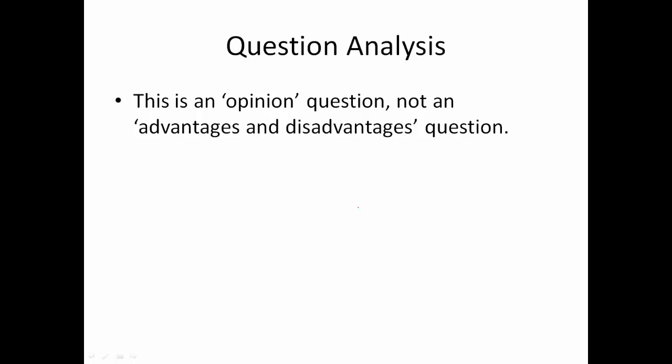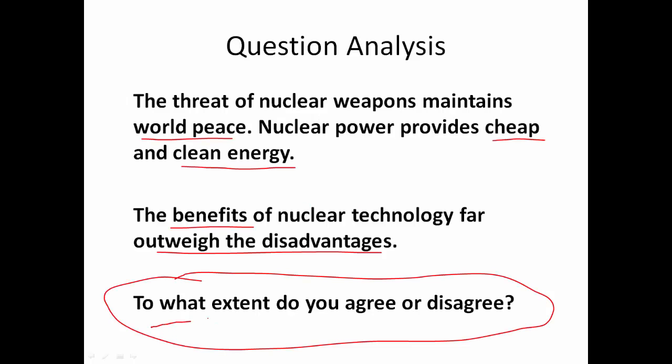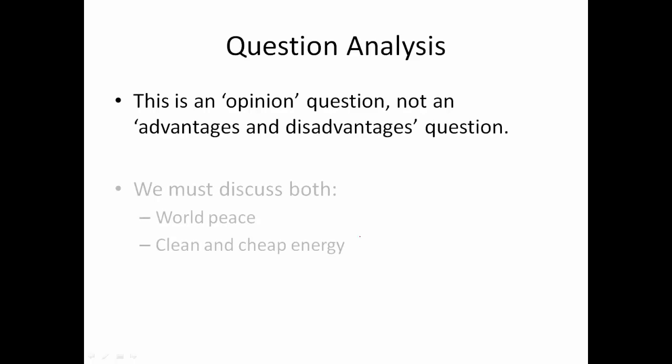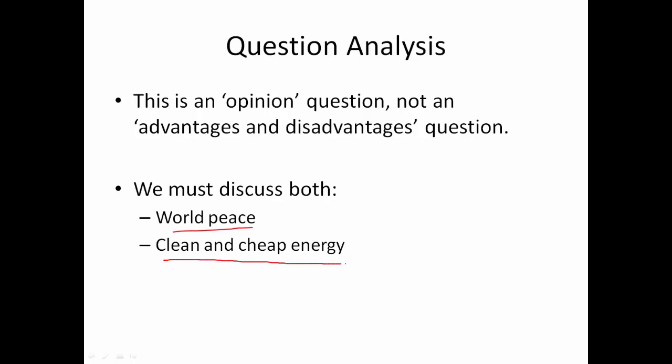If you go back and look at the bottom here, the most important part is, to what extent do you agree or disagree? So it's asking you for your opinion. If you don't have your opinion, you're going to find it very difficult to get a high score. The other thing is, we must discuss 2 things. We must discuss both world peace and clean and cheap energy. If you leave one of these out, you're really not answering the specific question that is asked.